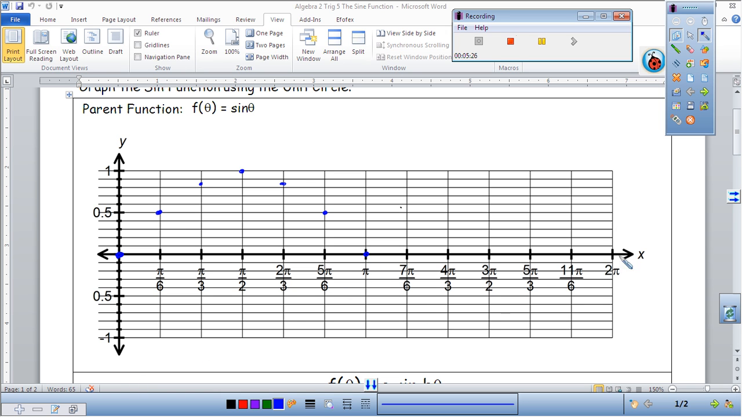Everyone keep going on their graph using the unit circle so you can see the whole thing, go all the way to pi.